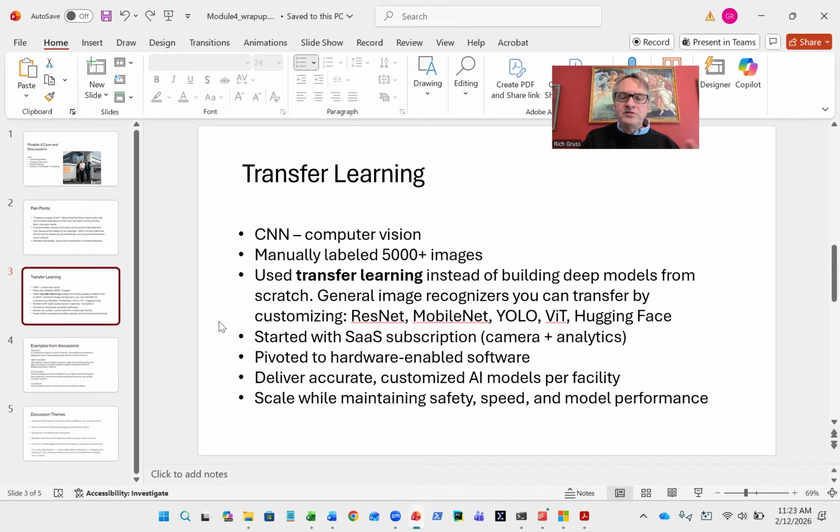So you're taking the learning that was obtained in the general purpose training and then transferring it over to the specific problem of classifying recyclable waste. Okay, so that's an example of transfer learning.